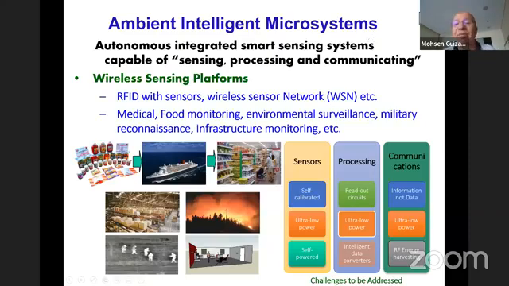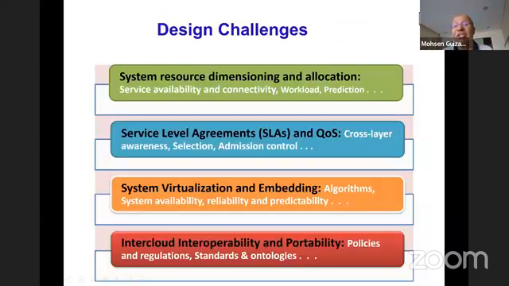System resource dimensioning, for instance, where we have service availability, connectivity, and the workload; predicting the types of workload is important. Service level agreement and quality of service. If this application is designed for a certain region or a certain city, would it be available if the person moves to another city or another location?